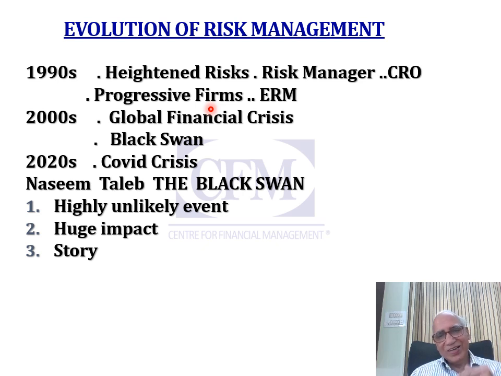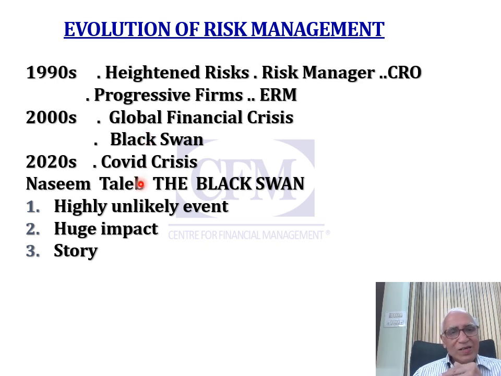The 1990s saw heightened risk and highlighted the importance of systematic risk management. Many organizations now have a position called Chief Risk Officer, and progressive firms have enterprise risk management systems or integrated risk management systems. 2000 saw the global financial crisis, which many consider as a black swan.